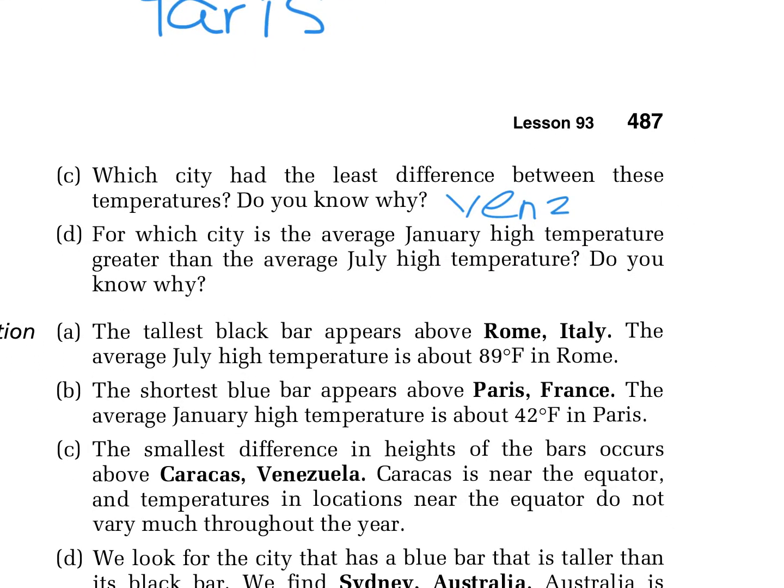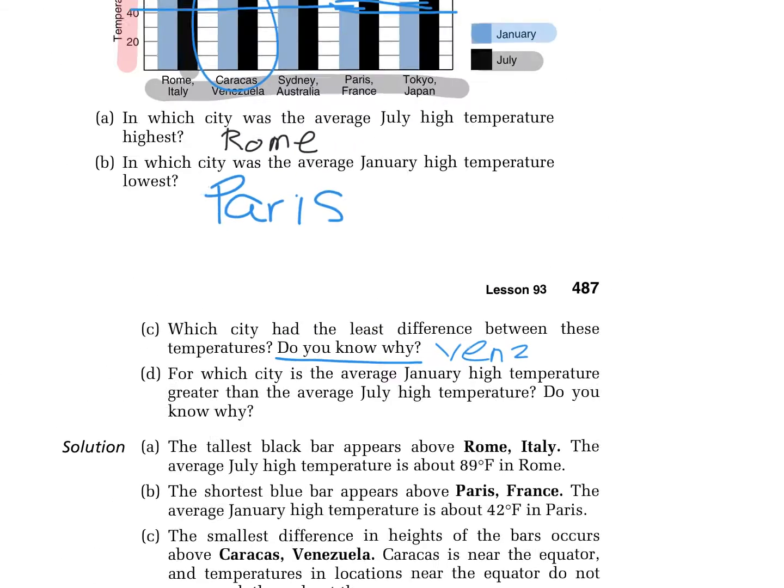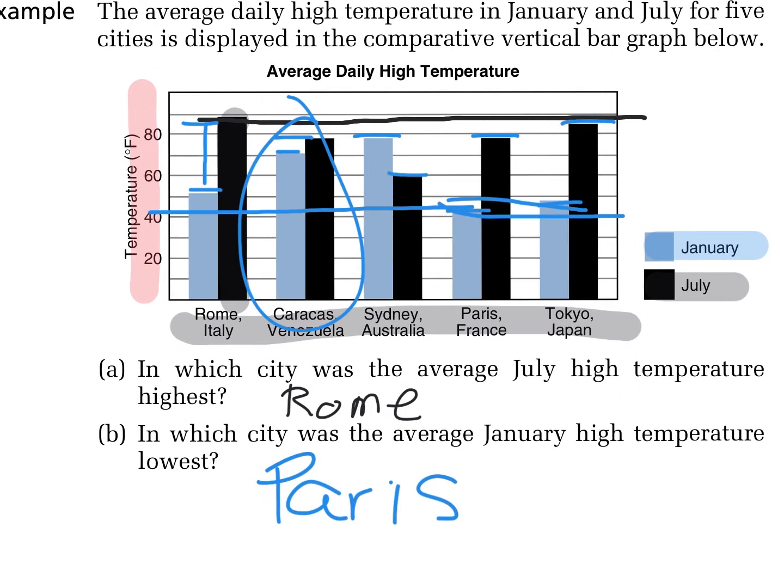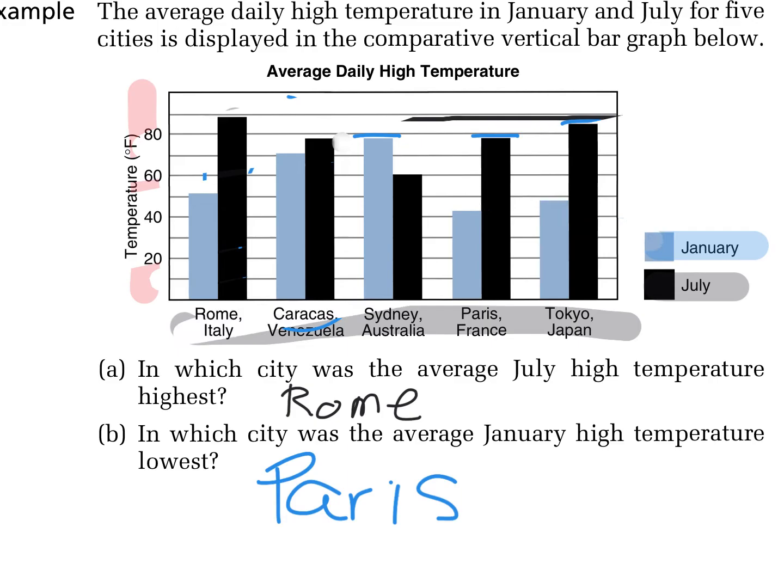And then, how did you know? So right here on Venezuela, how did we know? It is because the gap between the two, January and July, was the smallest. See, this is a big gap. This is a bigger gap. There, that gap right there and that gap. So that's how we know. And I'm going to erase this so we can do our next, so we can see our data. I'm writing all over here. Let me just erase it real quick.